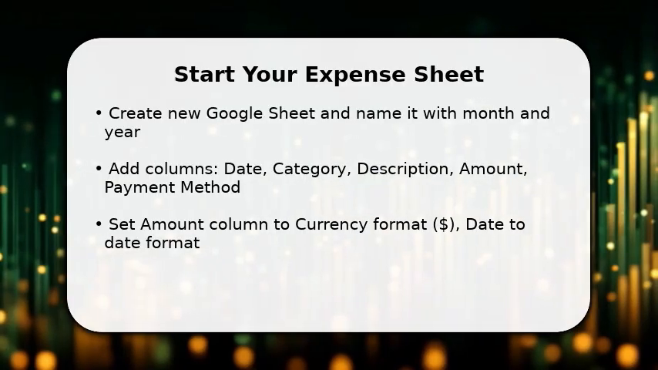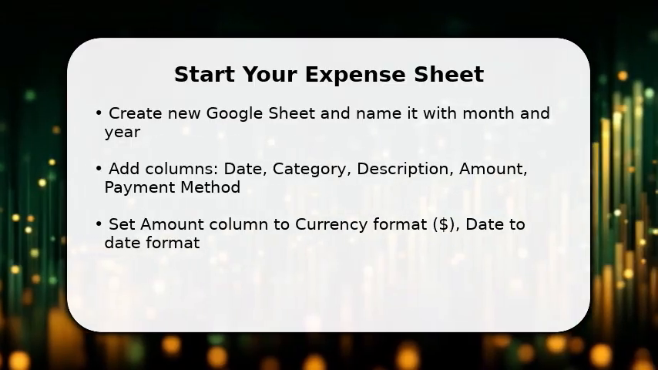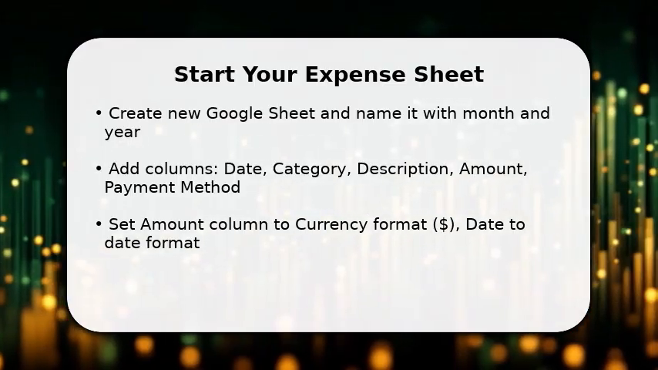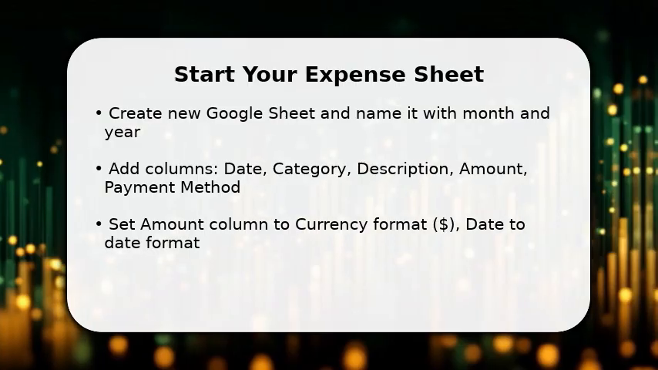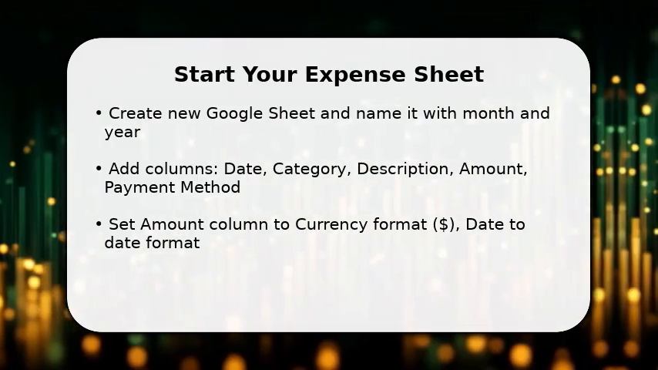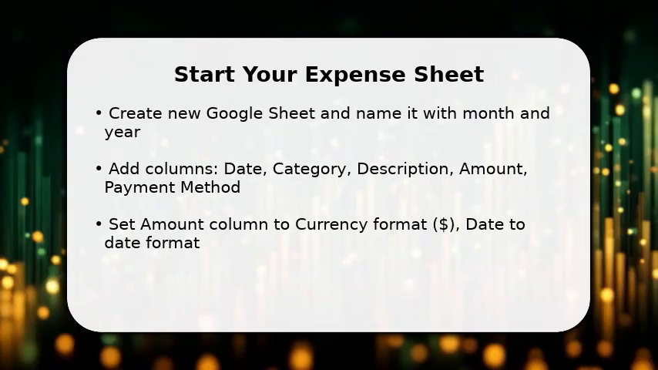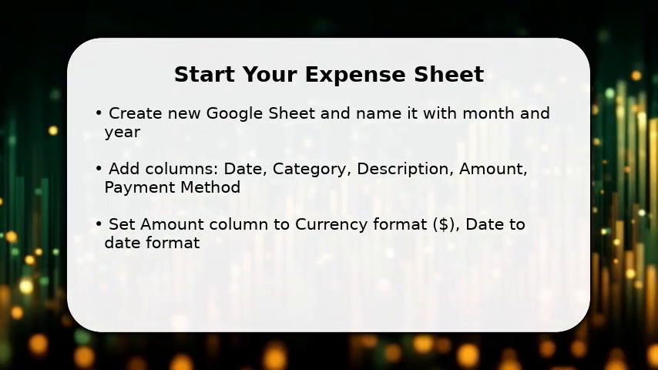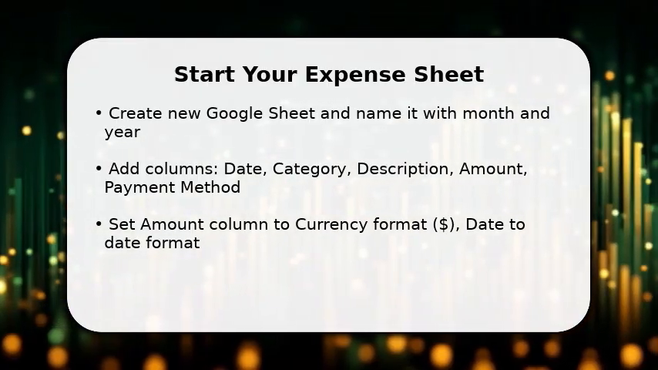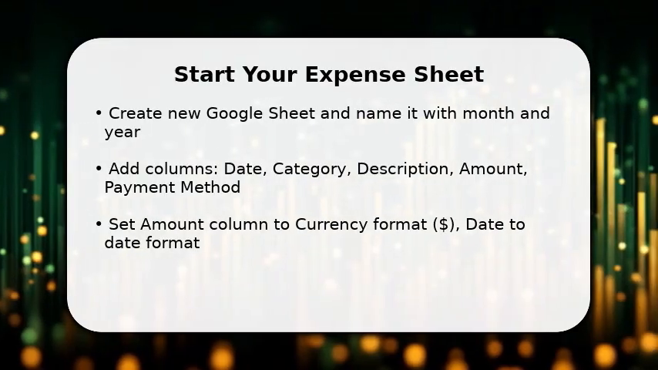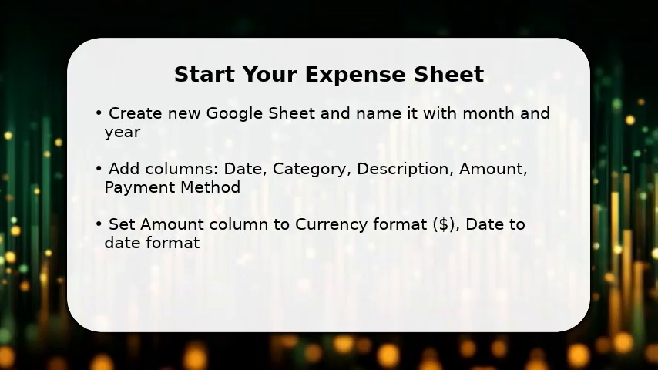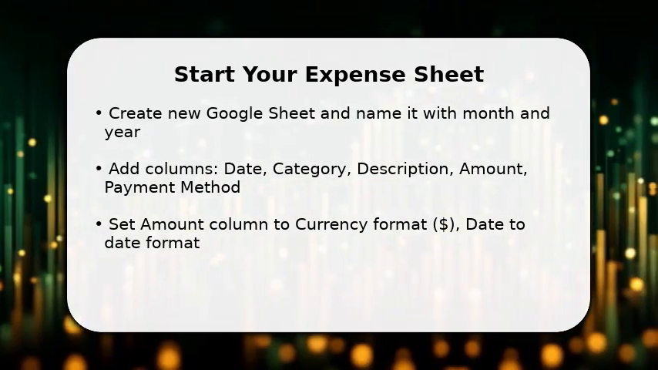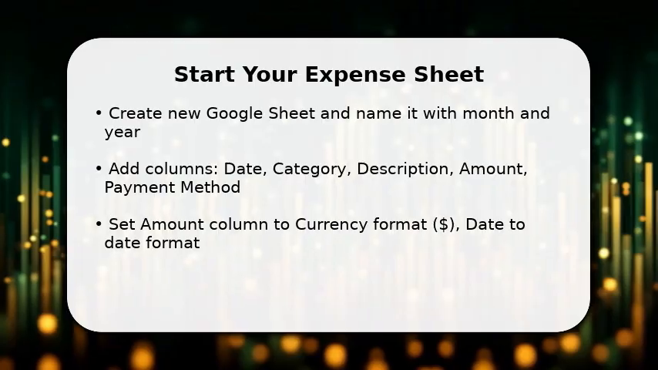You open a new Google Sheet and name it for the month so records stay organized. First, create columns: date, category, description, amount, payment method. This gives structure. Once done, set amount to currency and date to date format so formulas work properly. Make sure you use short category labels for consistent filtering. You're starting with structure because clean inputs prevent errors later.